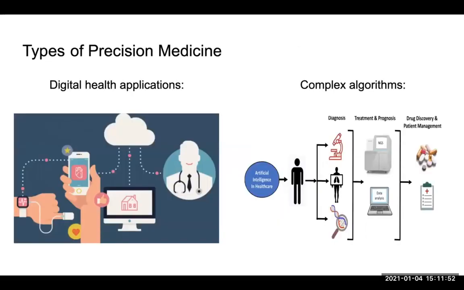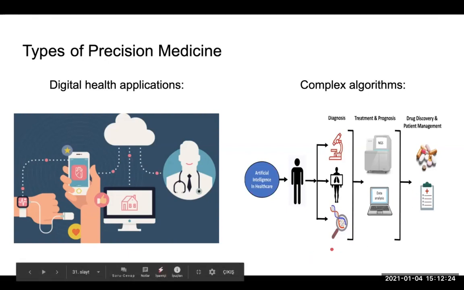In precision medicine, there are many types, but we can focus on three of them in clinical areas. One of them is complex algorithms. The other one is digital health applications, and the last one is omics-based tests. It basically collects your body and disease information. And let me introduce the digital health applications.